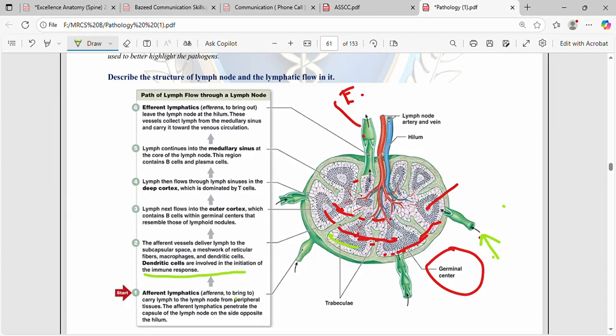And here we have the dendritic cells. Dendritic cells are involved in the initiation of immune response. It's a meshwork of reticular fibers, macrophages, and dendritic cells. Then we come to the next, the outer cortex. The outer cortex contains the B cells within the germinal centers. These are the follicles, and here the germinal center. Here we have the B cells.